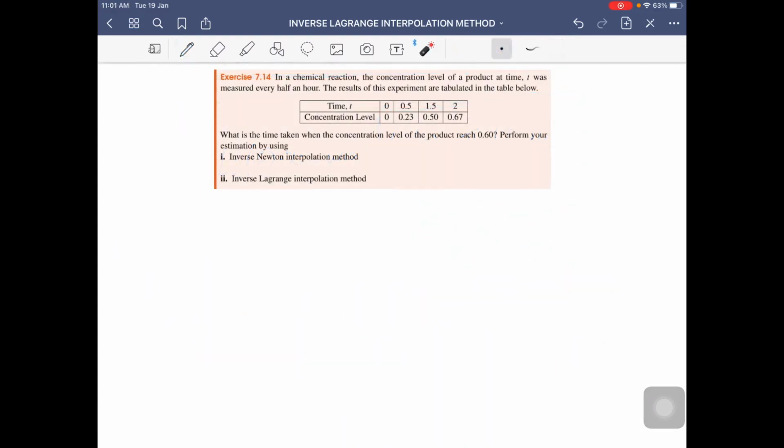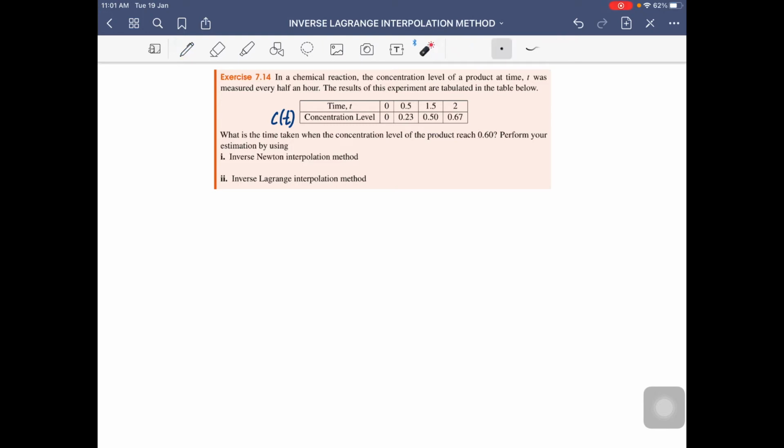So now we focus on the same example. In a chemical reaction, the concentration level of a product at time t was measured every half an hour. The results of the experiment are tabulated in the table below. So again, this table is about time t and also concentration. The function is actually the concentration at every t. So this is C(t), which means that for every time in hours we have the data value of our concentration in the experiment process.